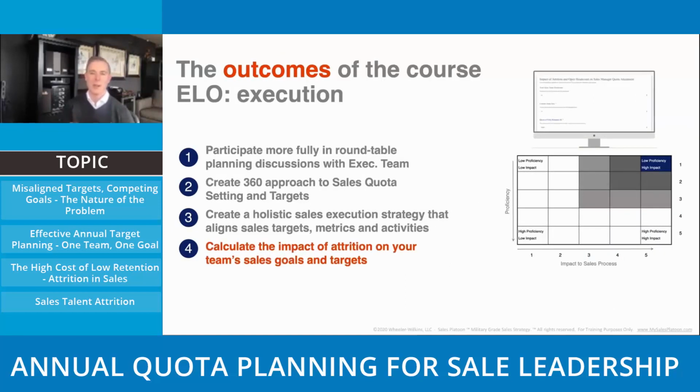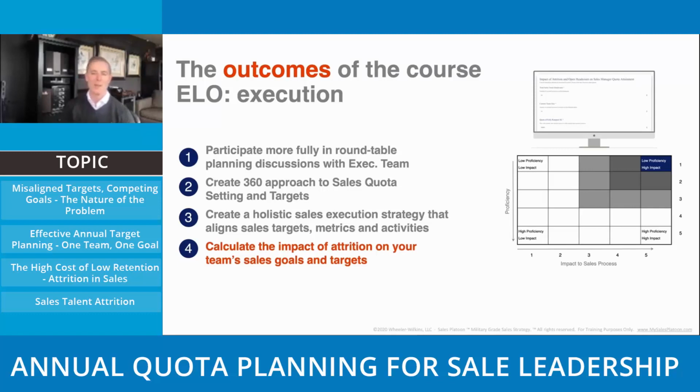And as I look back on our time together, I say that we did. You were able to understand how to participate more fully in these roundtable discussions with your sales VP, a marketing person, a sales manager, a frontline quota carrying rep who just wants to understand how these targets are set. I understand there's a 360-degree approach that needs to happen when we sit down and talk about sales targets and planning. And you're able to sit down and create a holistic sales execution strategy that will align your strategy around targets and metrics and activities.